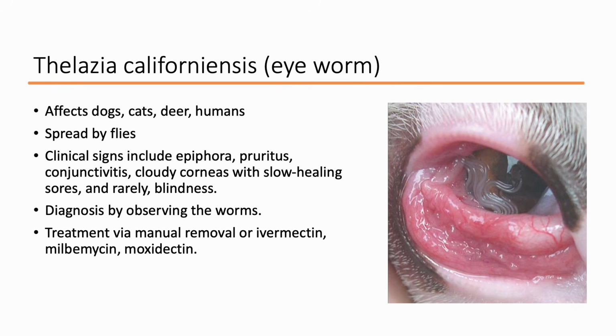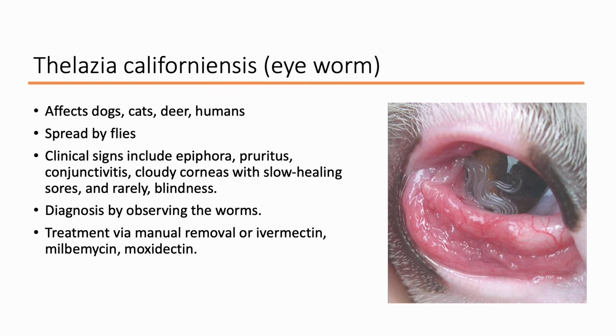Thelazia californiensis is the eye worm, and this parasite affects dogs, cats, deer, and humans. It's also spread by flies, and when an animal is infected, their eye is irritated, as you may imagine. So their clinical signs all relate to having worms in their eye: conjunctivitis, epiphora, pruritus, maybe their corneas look cloudy or they could get corneal ulcers. Rarely it might cause blindness.